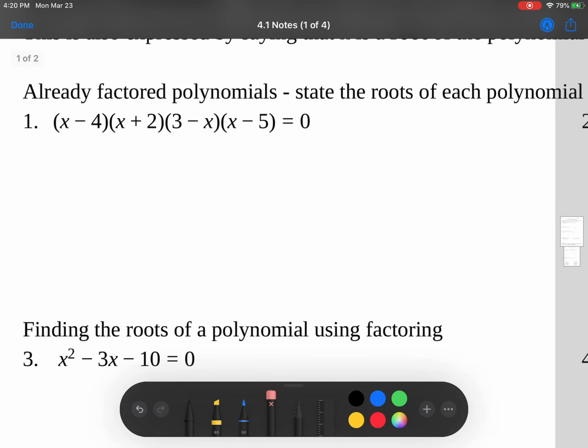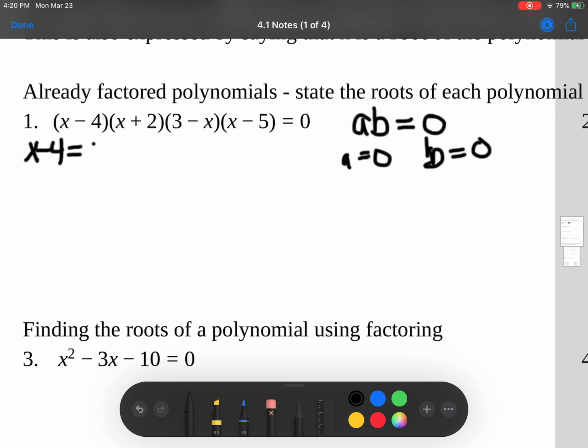So if we think back to solving quadratic equations, we remember we have something called the zero product property, where if you have a times b equal to 0, that means that either a has to equal 0 or b has to equal 0. We're going to use that same concept here when we already have factored polynomials. So we can take each one of our 4 factors and set them equal to 0. We'll go through this really quickly.